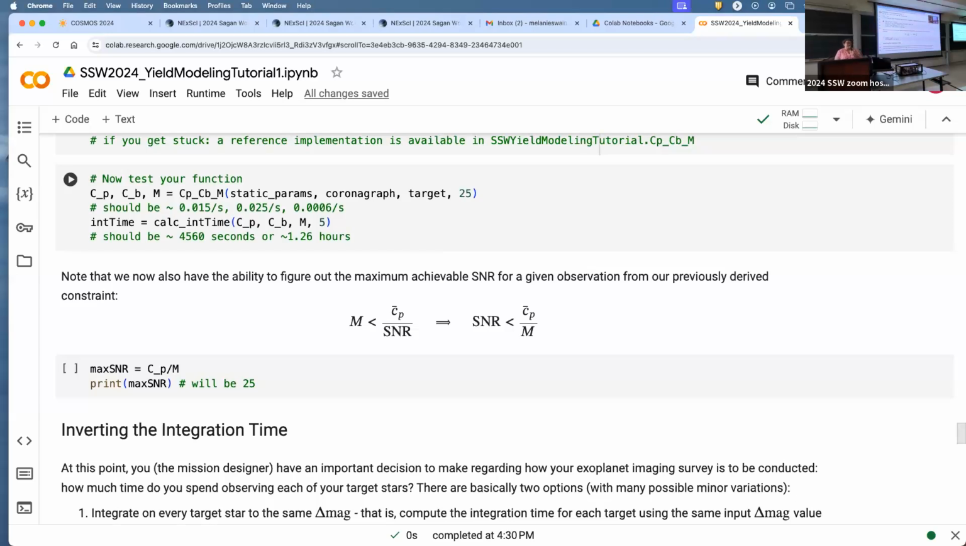So the good news is that you can check your answers in the next cell by your calculation of CP, CB, and M. And that your integration time should be about an hour and a half.